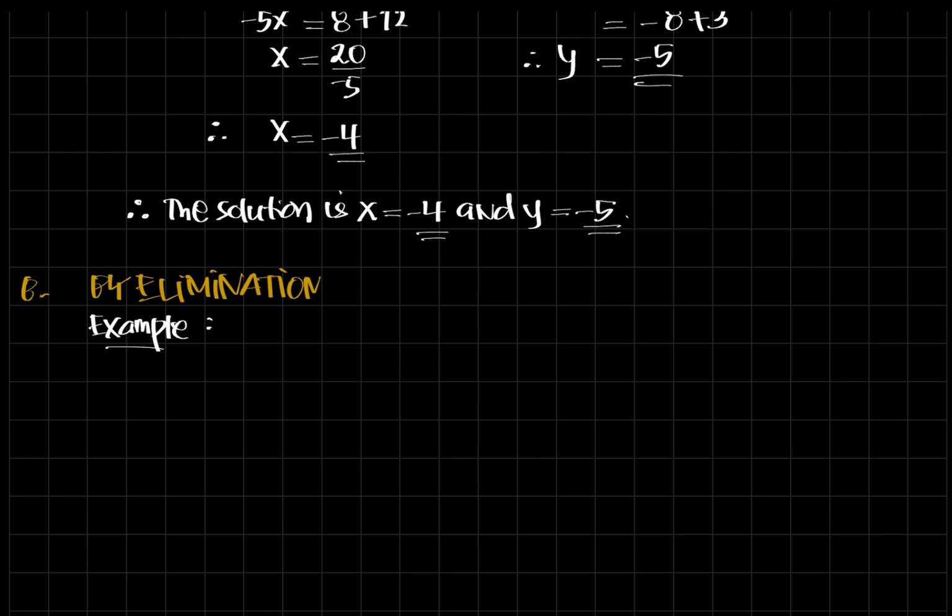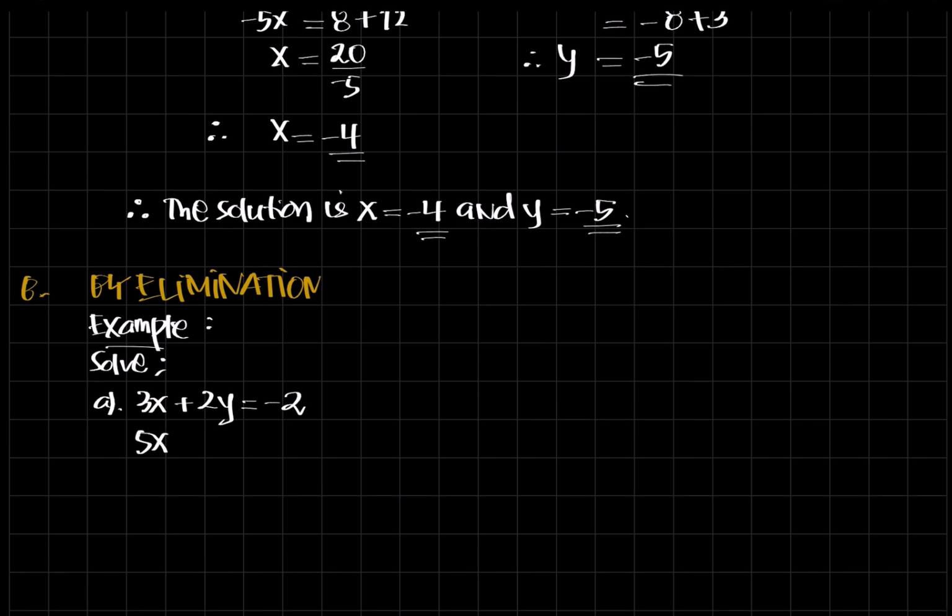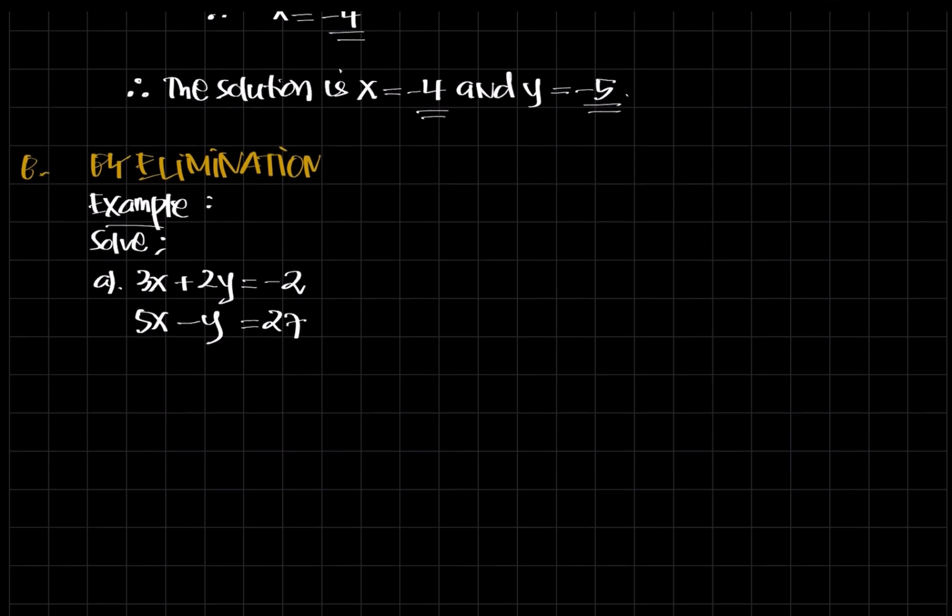Solve 3x plus 2y equals negative 2, and then 5x minus y equals 27. Okay, how can we solve this? Solve this using the method of elimination.